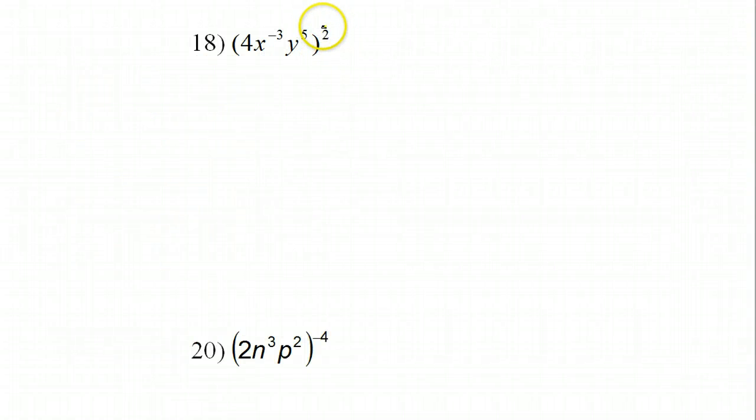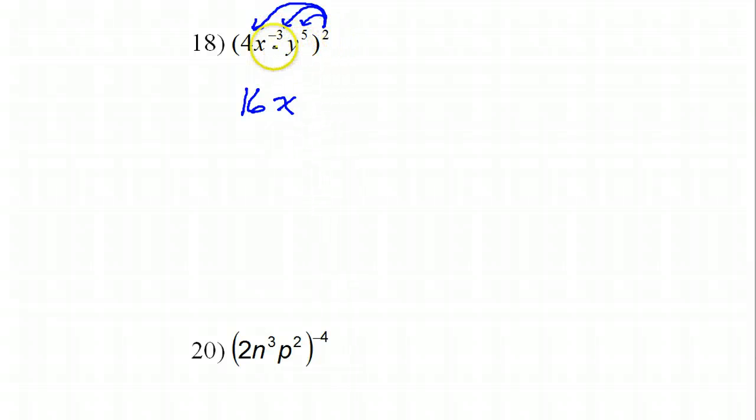Okay, let's go ahead. These parentheses have an exponent, so I'm going to do this power to everything inside of here, like so. So I'm going to have 16. Might as well go ahead and do it. 4 squared is 16. And then for the variables, I multiply. Power to a power, you multiply. So this will be x to the negative 6th power and y to the 10th power.